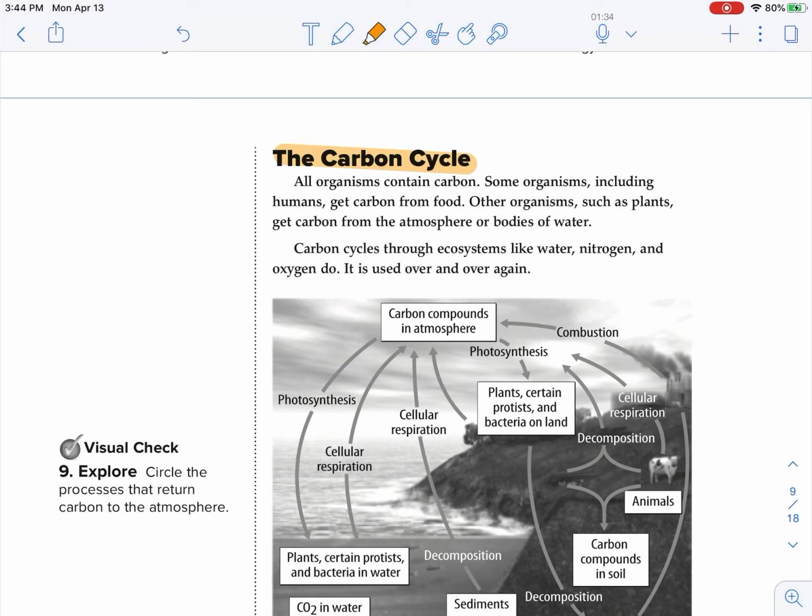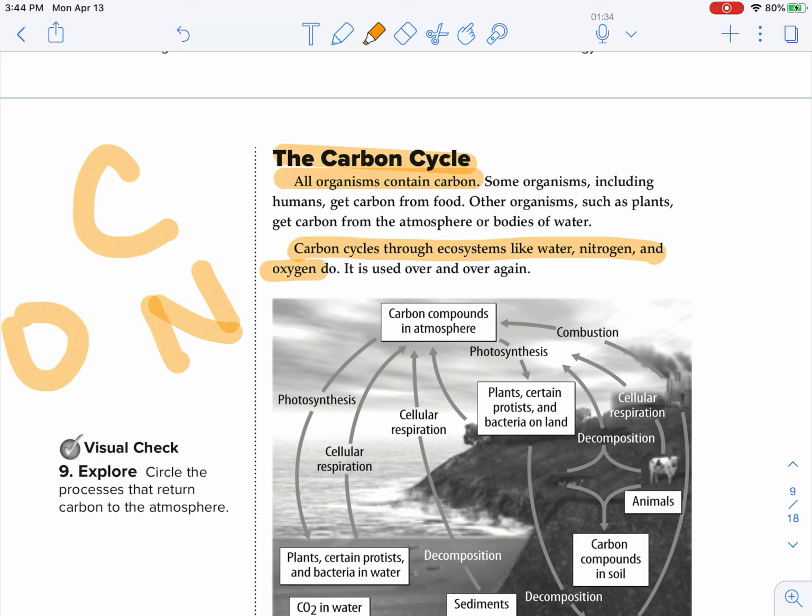All organisms contain carbon. Carbon is the building block. It's a capital C. It's one of the elements on the periodic table, just like oxygen is and nitrogen is. Some organisms, including humans, get carbon from food. Other organisms, such as plants, get carbon from the atmosphere or bodies of water. Carbon cycles through ecosystems like water, nitrogen, and oxygen do. It is used over and over again.